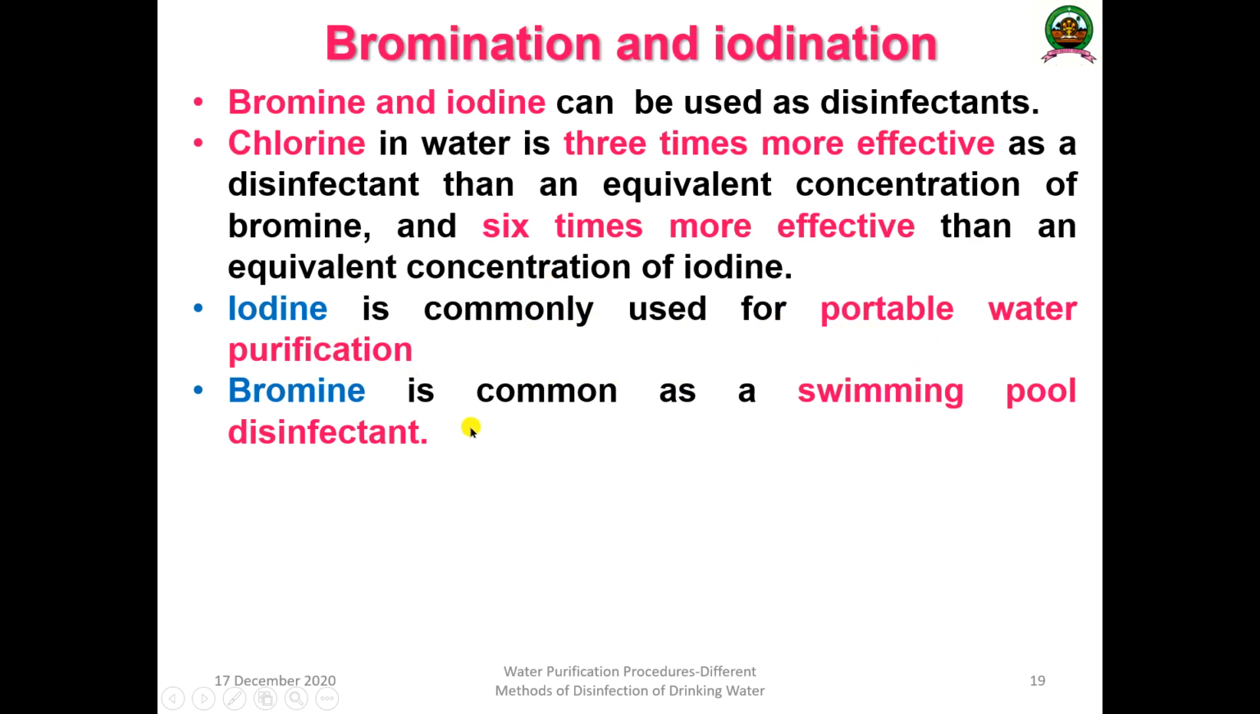Next one is bromine, which is common as a disinfectant that can be used to disinfect swimming pool water, which is periodically disinfected. So the swimming pool water needs to be disinfected using chlorine, bromine or iodine. Bromine is the major halogen used as a swimming pool disinfectant.